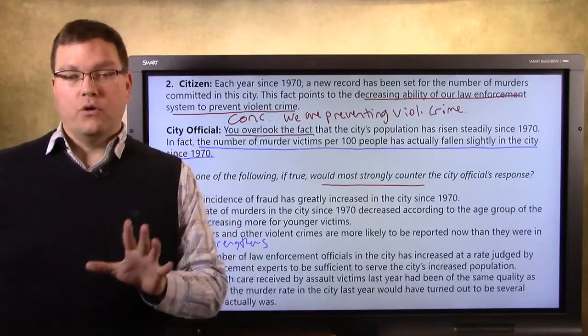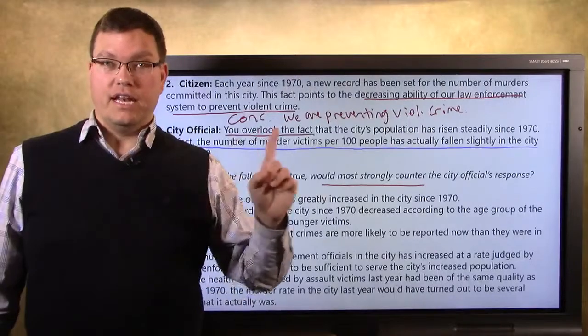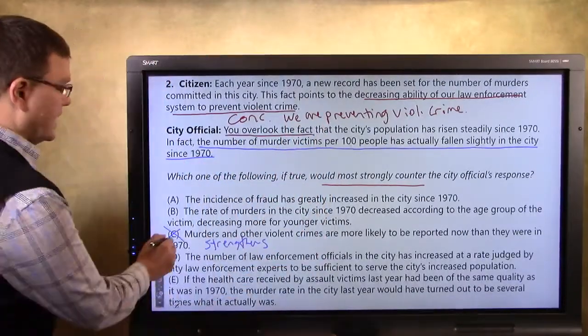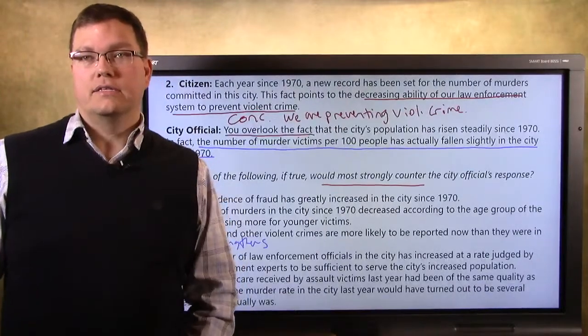Be careful with a weaken question. One of the best ways to catch somebody out is with an answer that strengthens. So answer choice C is actually that trap answer because answer choice C strengthens, okay?